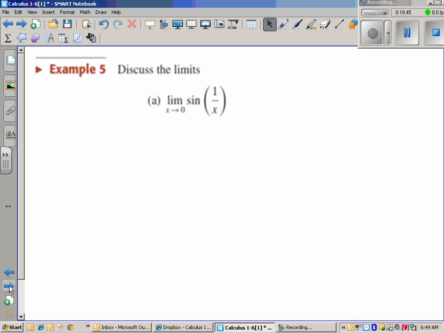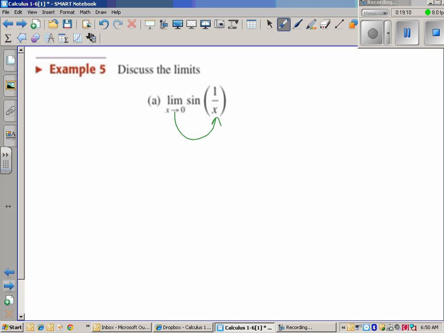Okay, on example 5, we just want to discuss the limit. It doesn't say to answer it. It doesn't say tell me what the answer is. If you can do that, great. But right now, we simply want to discuss it. So the first thing I note, what's the problem? I cannot plug 0 into my denominator. If I plug 0 into my denominator, direct substitution, it's going to blow up, the world ends.